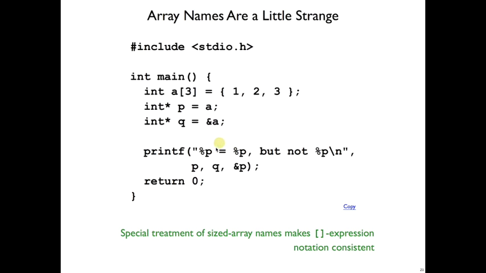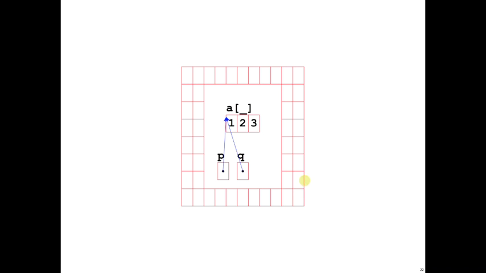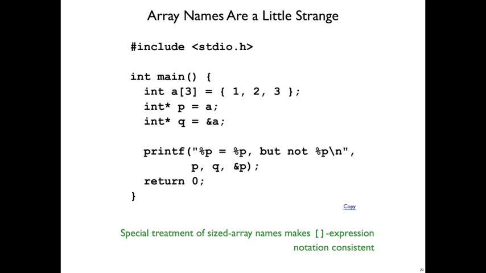So in this case, p and q are going to be the same thing. Right? So when we print both of those out, we'll see the same address. But if I take the address of p, that doesn't mean the address of a, that means the address of the variable p. Right? So it's going to be something different. That is, p and q will both point to the same a, but the address of p, that will be different than the value of p.